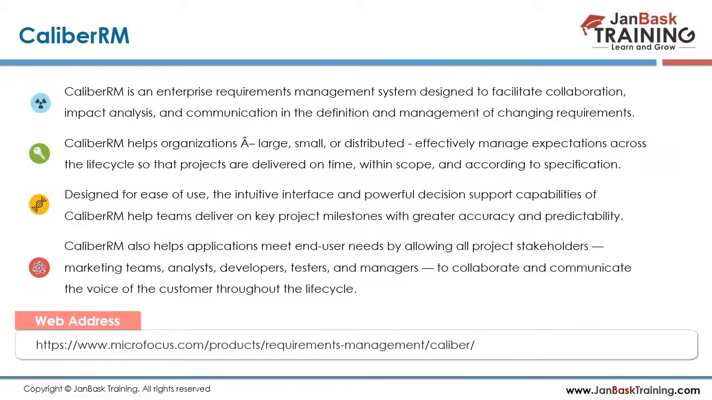Then we have Caliber RM. That is a really old tool. It's now not being used out there in the market, but just for your information, it's also one of the collaborative models that helps in impact analysis, communication management, and change in requirements. That's basically been used for requirement gathering, change in requirements, and requirement management. Right now, since Agile is in the picture, we are directly moving into creating user stories. So with Agile, we are moving into less documentation and more implementation.